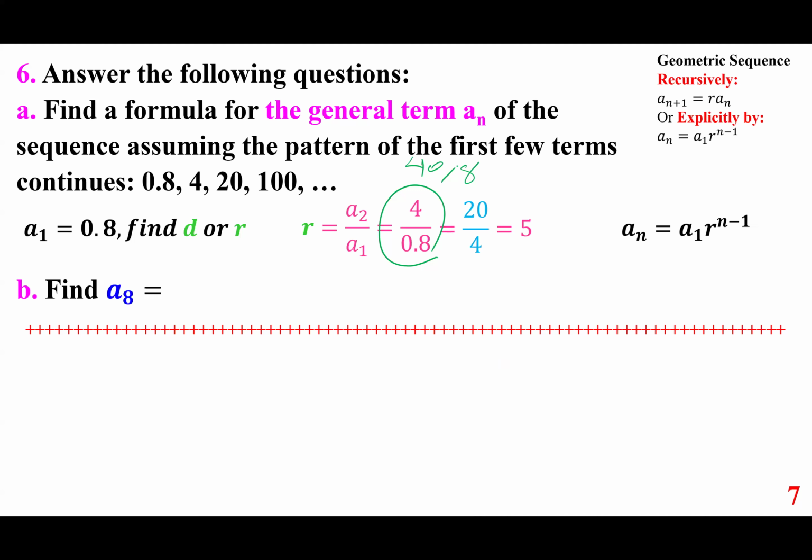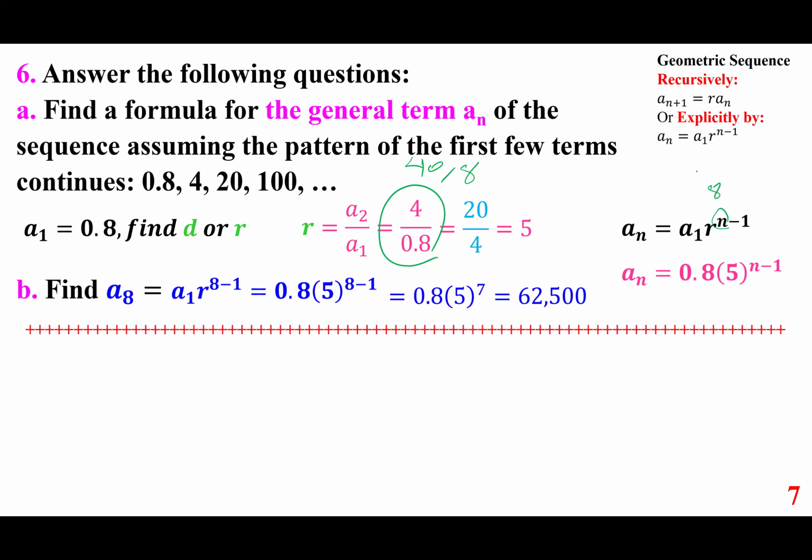And so a sub n is a sub 1 times r to the power of n minus 1. We want the eighth one, a sub 8. Replace the n with the number 8. So we get a sub 1, which is 0.8, times 5 to the power of n minus 1. Replace the n with 8, so it's 0.8 times 5 to the power of 7. Put it into a calculator, you get 62,500.